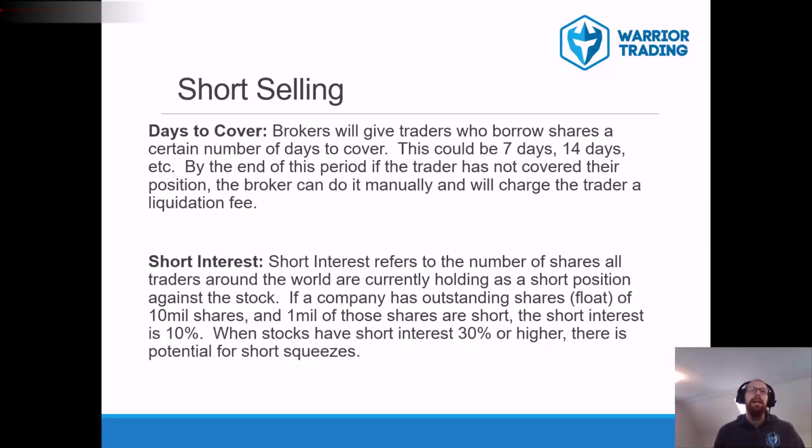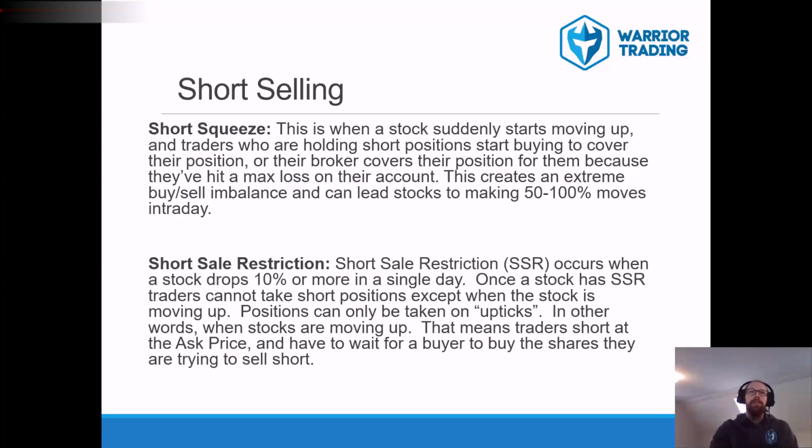You'll also note that stocks have short interest. Short interest refers to the number of shares that are currently being held as short positions in relation to the float. So if you have a 1 million share float and 200,000 shares are short, you have 20% short interest. So when you have 20% short interest and a stock spikes up 30%, 40%, 50%, you know that 20% of the people that are holding the stock are down big time. And that's when you can start seeing short squeezes. Traders covering their positions at market price, squeezing the price higher and higher. That's a short squeeze.